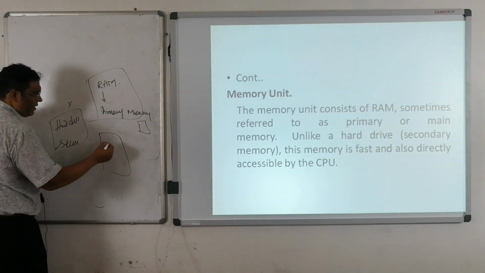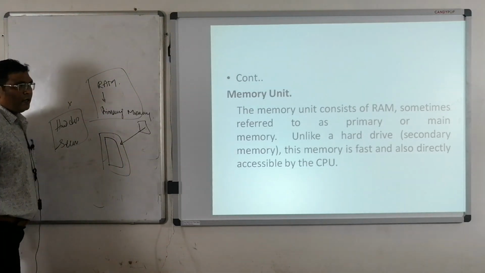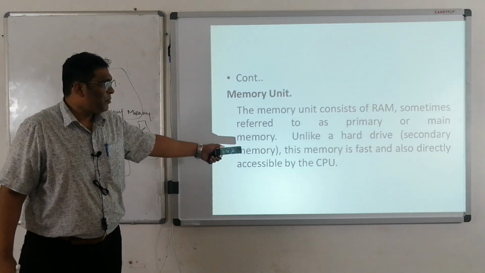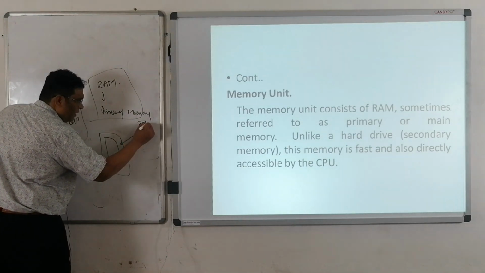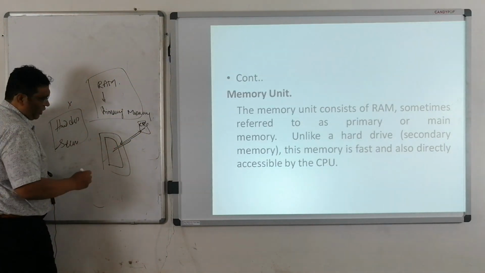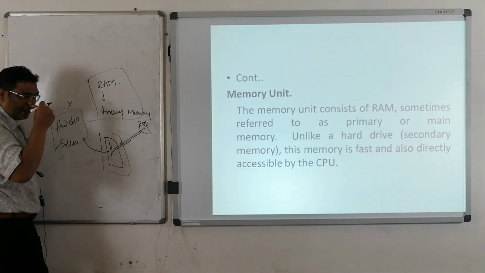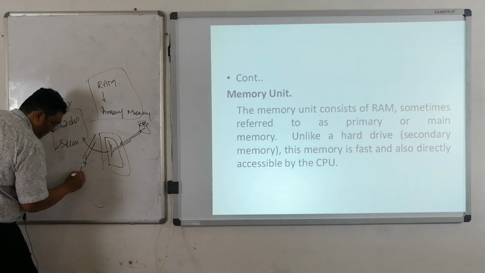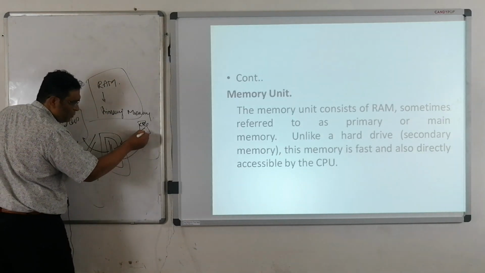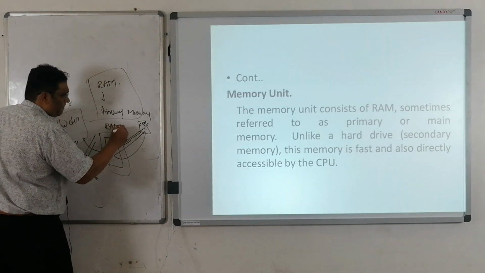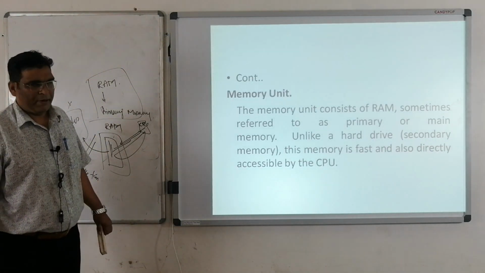This is your hard disk. Whenever data is needed from it, it will take time. RAM, sometimes referred to as primary memory, unlike the hard disk, is fast and directly accessible by the CPU. If the data is not there, the CPU goes to secondary memory to access it. This takes time. Whereas here, you come directly, access your data and move on. This is RAM, primary memory. This is secondary memory, which we are not bothered about.